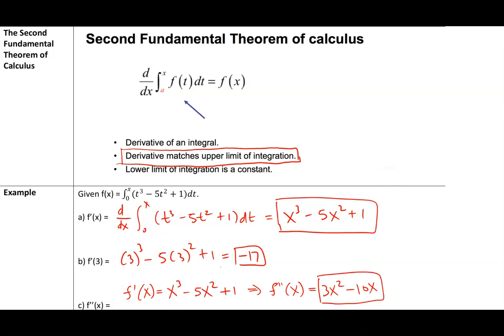So once again, we can use the second fundamental theorem of calculus when we take the derivative of an integral. So they're kind of undoing each other. What you're taking the derivative with respect to, so with respect to x, and the upper limit, they do have to match.